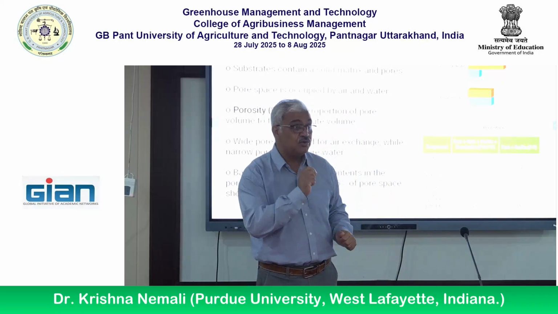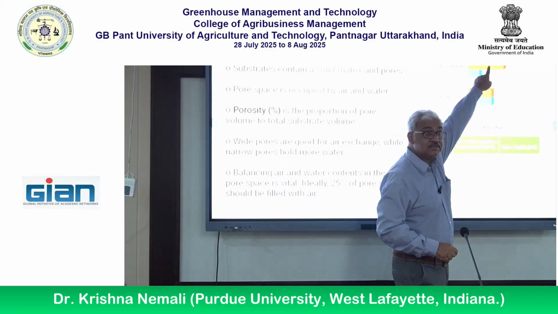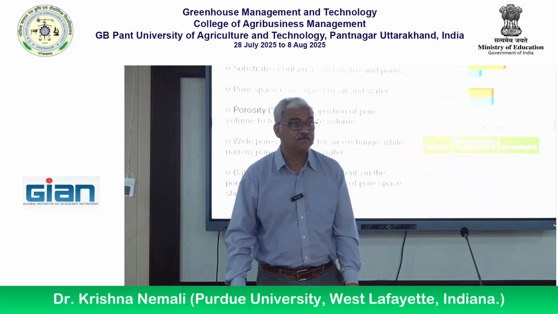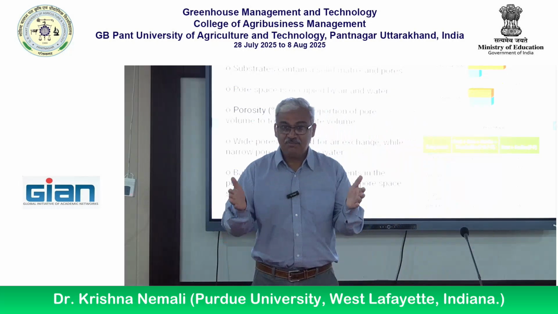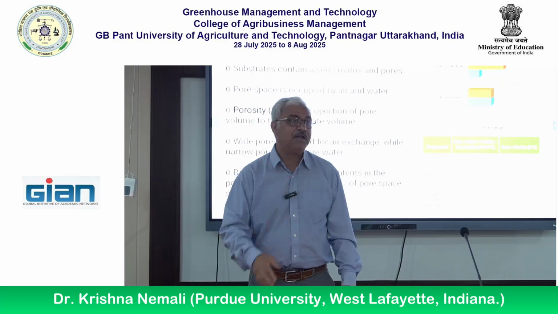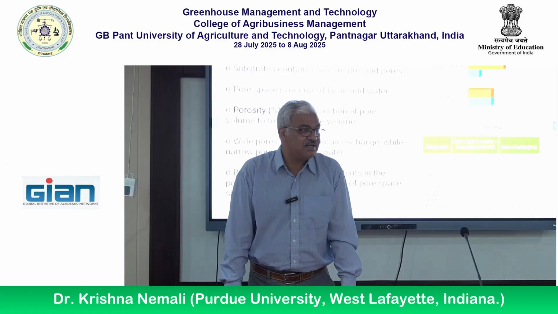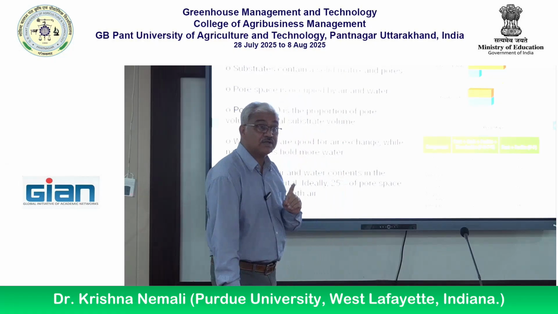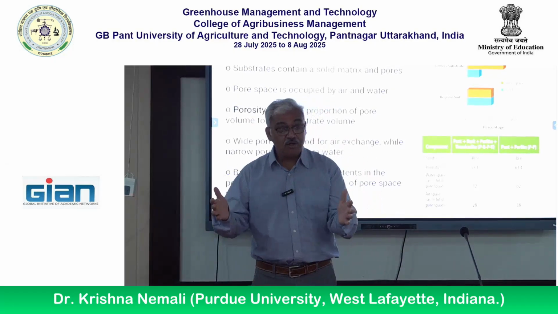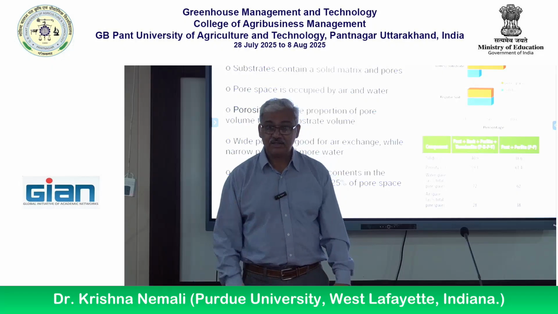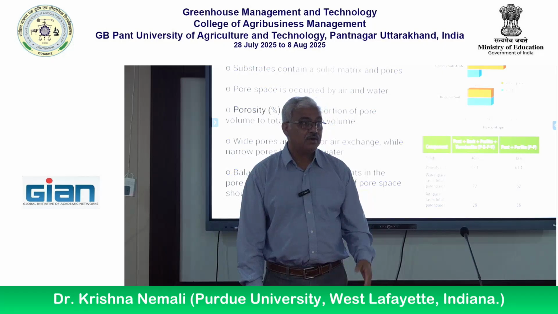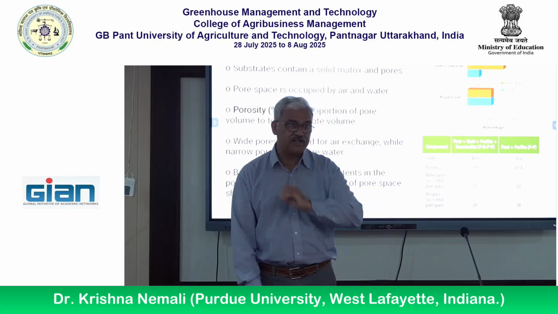But I'm telling you that pore space is what? 75%. So what is the volume of pore space? The total volume is 1 liter, and out of that, 75% is 750 milliliters. Very easy, right? You can easily calculate 750 milliliters. Now, the total volume is 1 liter, 1000 milliliters. Pore space is 750 milliliters. Express that pore space as a percentage now.